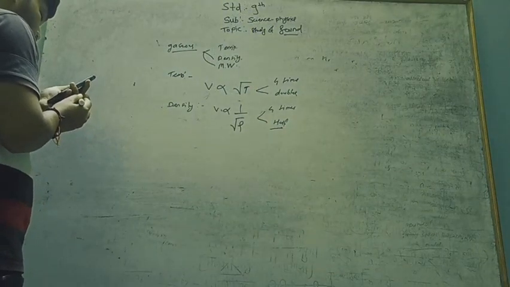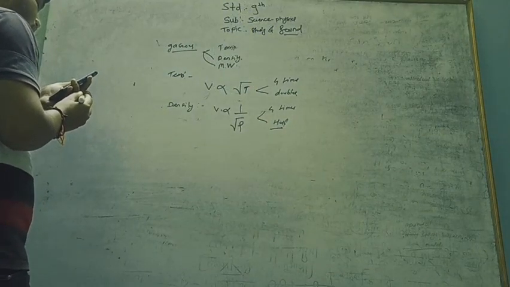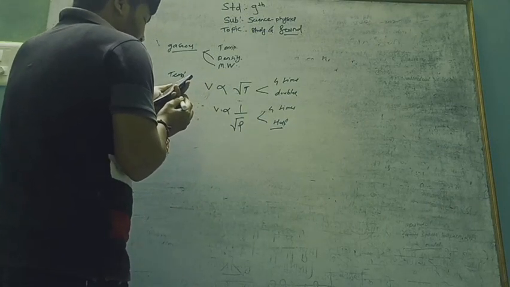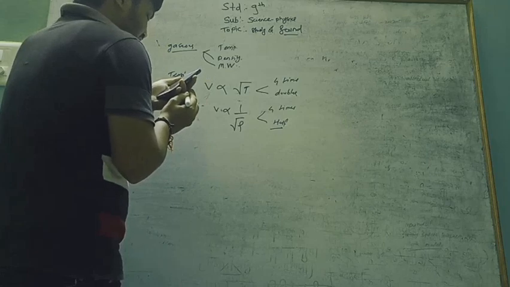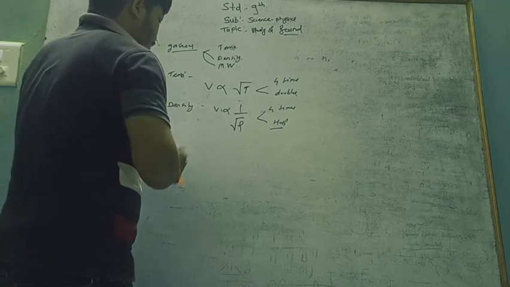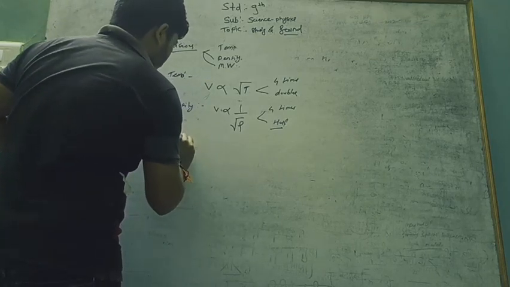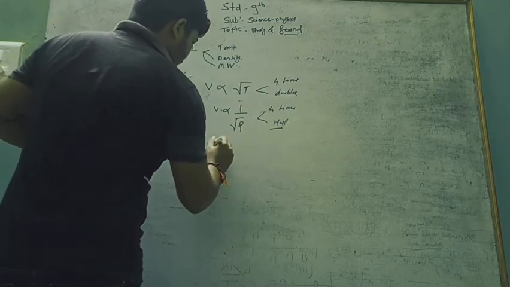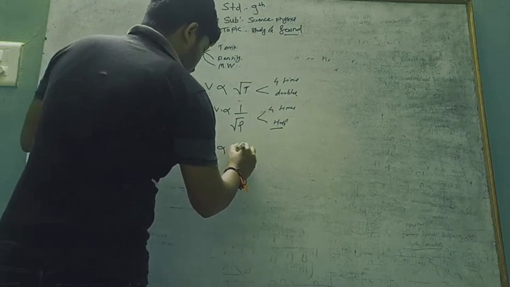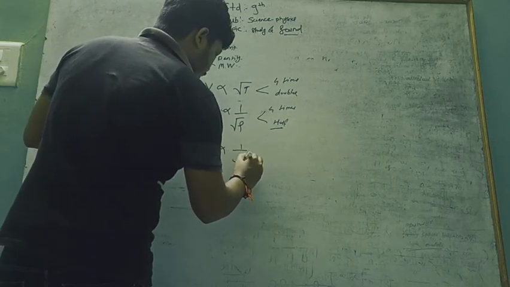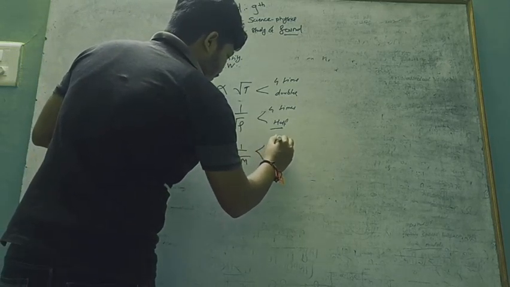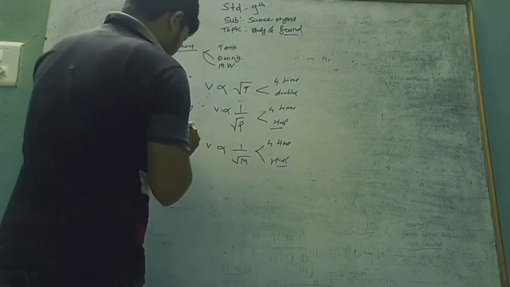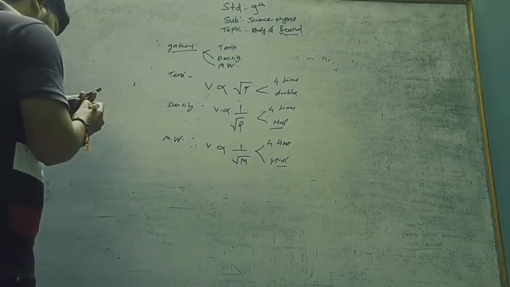Now what about molecular weight? The velocity of sound is inversely proportional to the square root of the molecular weight of the gas. Increasing the molecular weight 4 times reduces the velocity to half its value. It is similar to density. So when we increase the molecular weight 4 times, the velocity decreases to half.